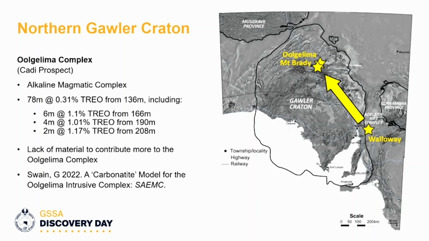Right, so time for a change of scenery. Now we'll go up into some very different rocks in the northern Gawler Craton, not too far away from Coober Pedy, where we have 2 carbonatite-like prospects that occur quite close to each other in Ulgalima and Mount Brady. The Ulgalima complex is an alkaline magmatic complex that hosts the Caddy prospect, and those numbers there show that there are quite wide intervals of rare earth mineralisation that have been intersected here.